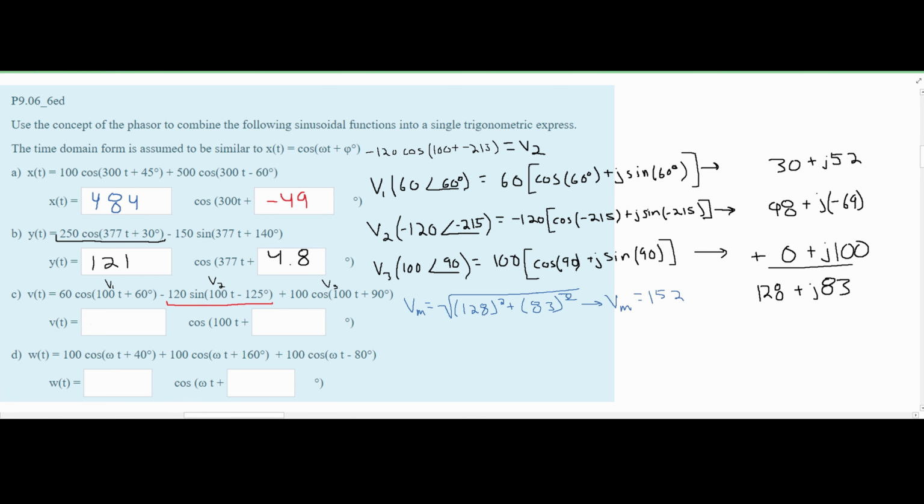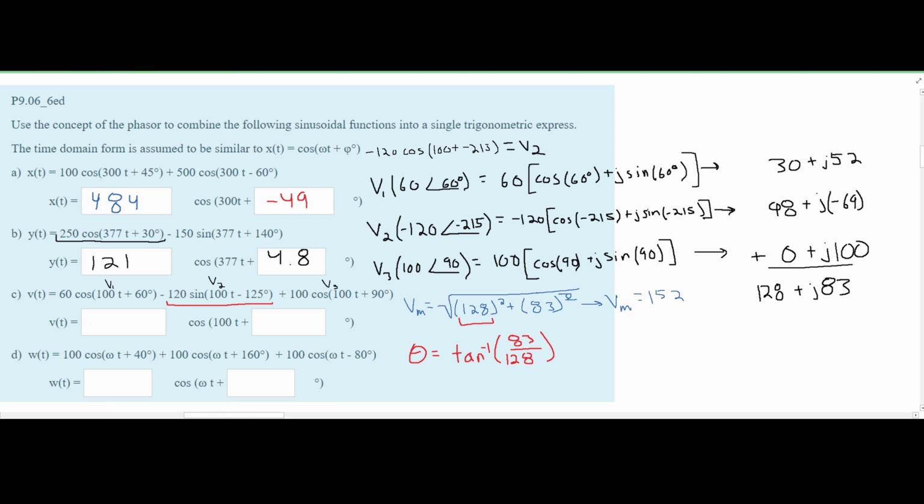Next, we want to find our theta. And we know our theta is going to be equal to our tangent negative 1 over our j, which is going to be 83, or over the part that's with our j, not our actual j. It's just the part with it, so we're going to have the 83 over the other part, which is 128.